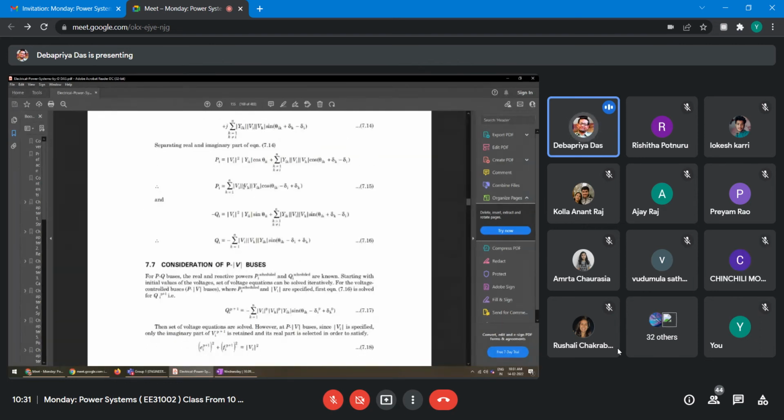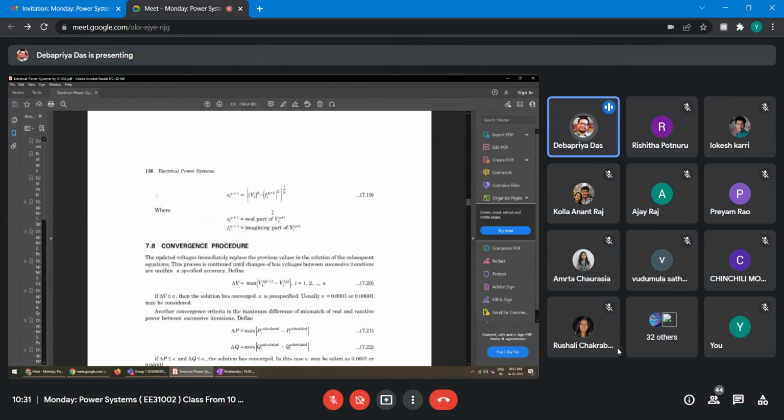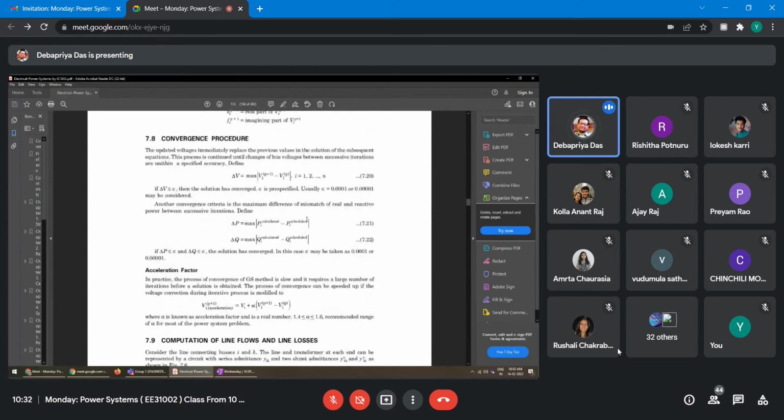This Pi you have to calculate. In every iteration you are getting values, all these values are known. Qi is known. You have to calculate, then find the difference of this. Then only the solution is converged.